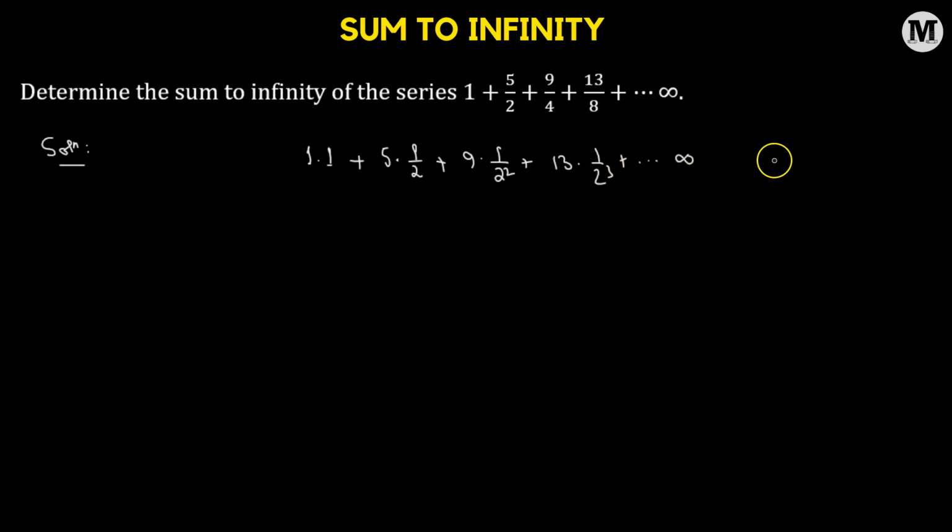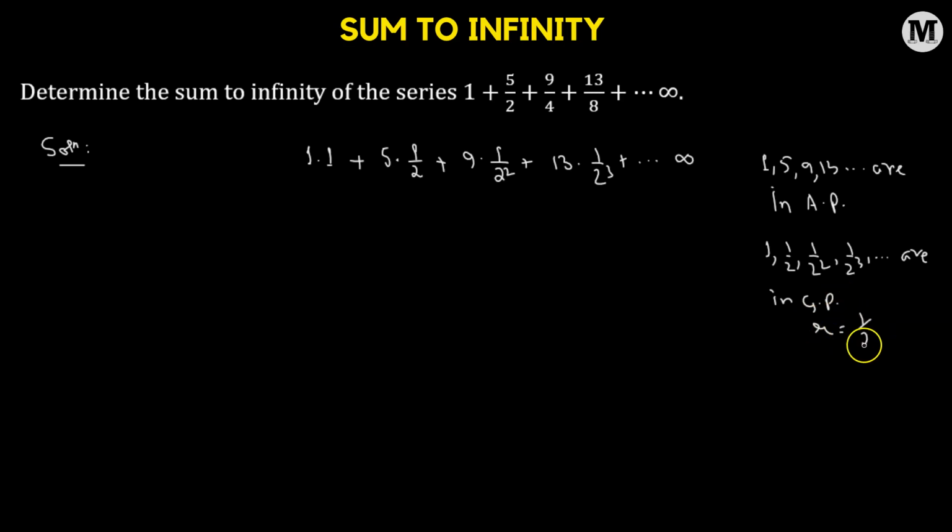Now here, if we consider the terms 1, 5, 9, 13, we can see that these terms are in arithmetic progression because they have a fixed common difference. And then we have 1 half, 1 over 2 squared, 1 over 2 cubed, and these terms are in geometric progression because they have a fixed common ratio, given by 1 over 2.